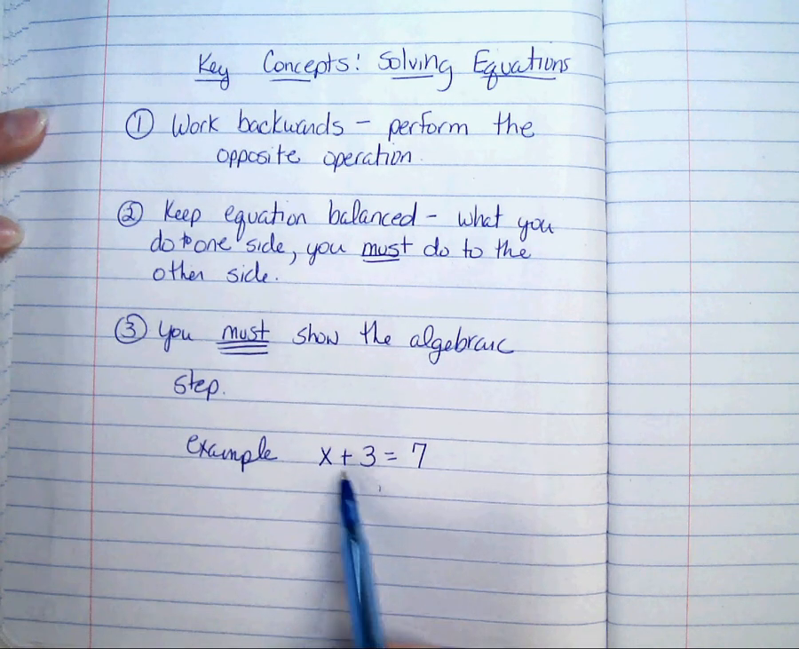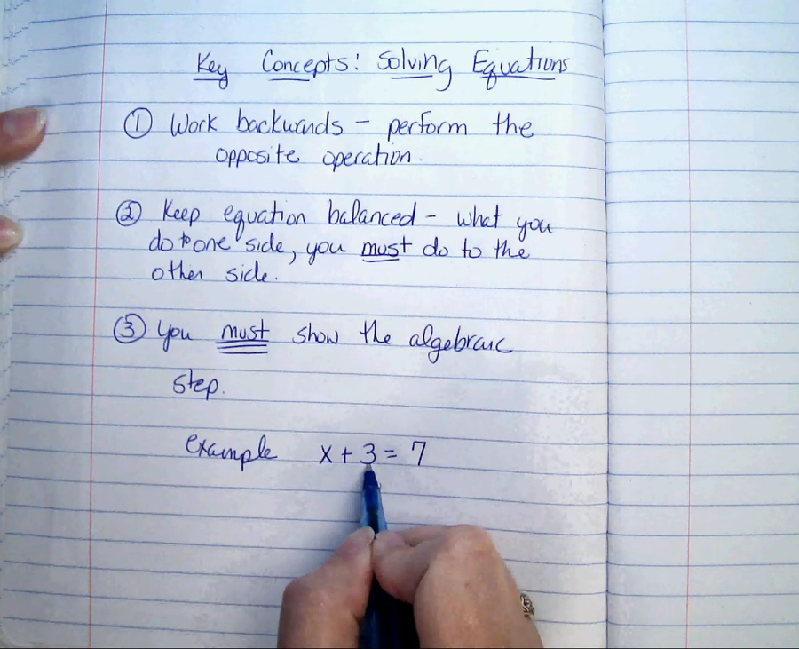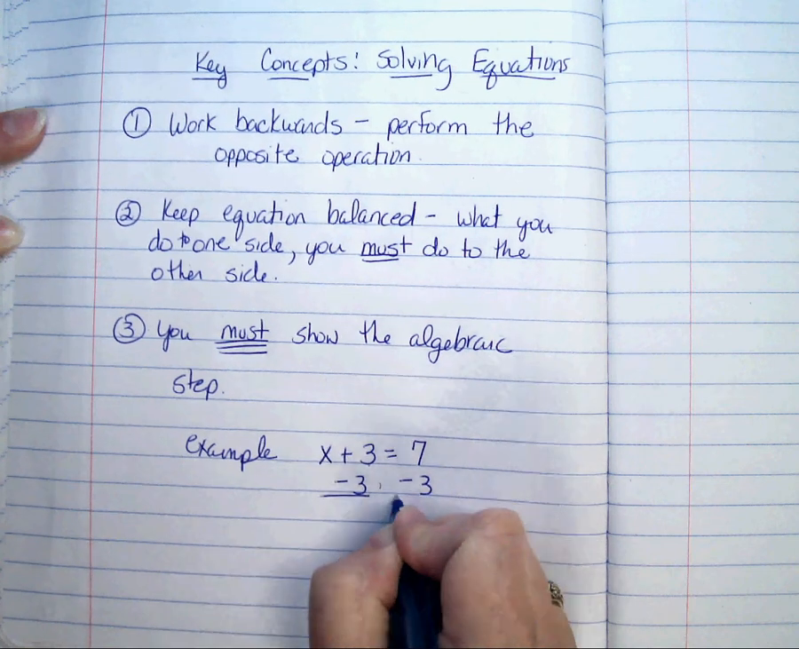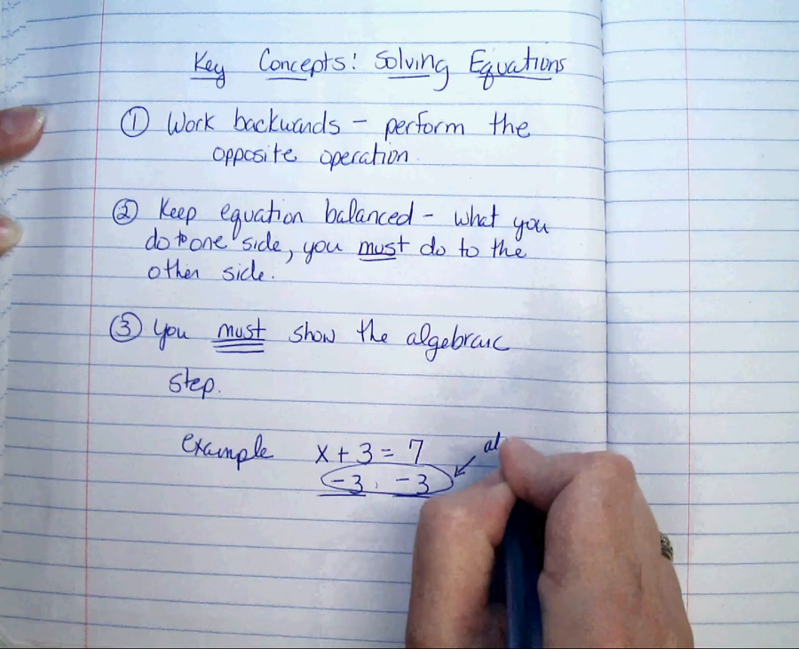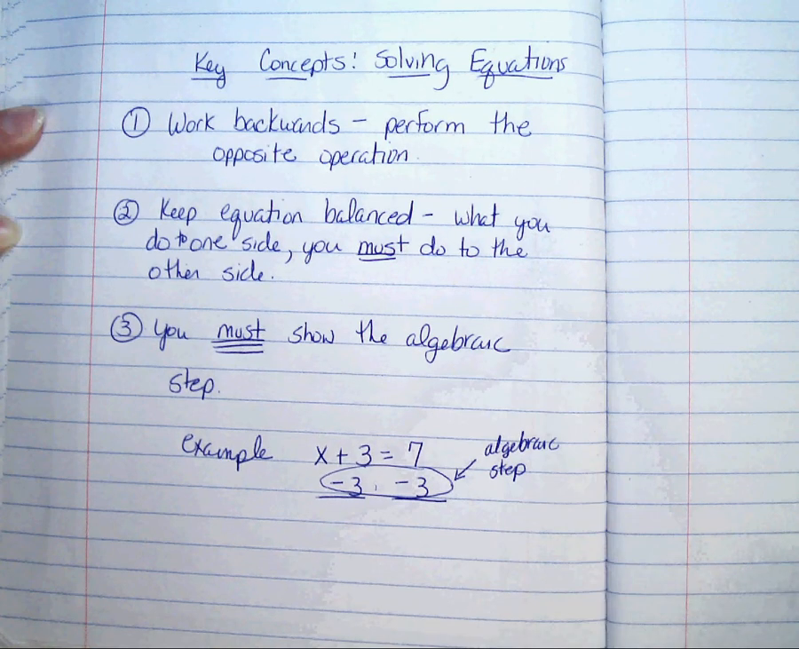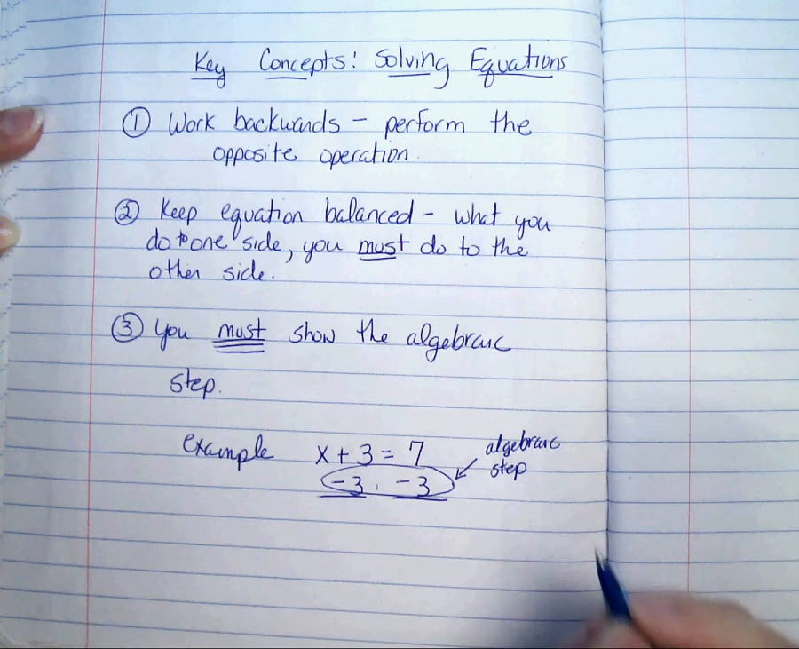Okay? Look at this example. Now keep in mind, I need to work backwards. I need to perform the opposite operation. The opposite of adding 3 is subtracting 3. So I'm going to subtract 3 from both sides of the equation. This is what I mean by the algebraic step. This is what you have to show me. Go ahead and show the step now while the problems are easy, and then you'll be used to the process when they get more difficult. Pretty soon, in fact, in the next few problems that we're going to do, integers are going to come into play, and you're going to need to understand the process.